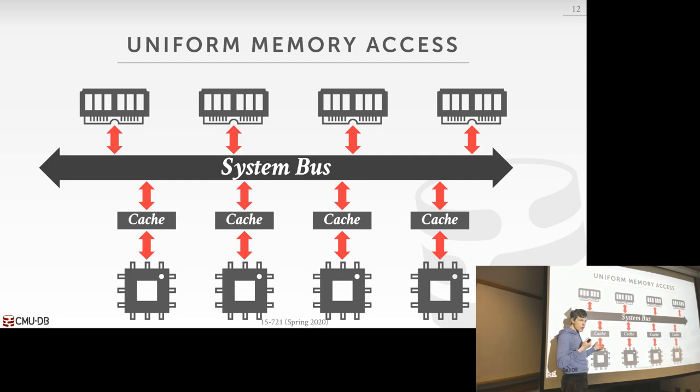They do have some local CPU caches, L1, L2, L3, but all memory is managed through this system bus. So for any task running on any socket, the cost of accessing a chunk of memory is the same no matter where I'm running, right? If I'm down here and I want to access memory that's in this DIMM here, the cost of retrieving that is the same as if I was running on one of the other ones, right? Because there's overhead of going over this system bus.